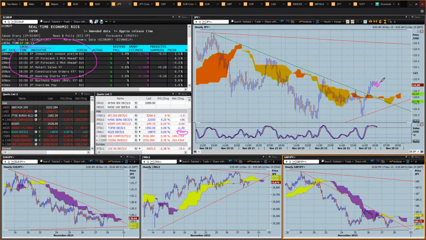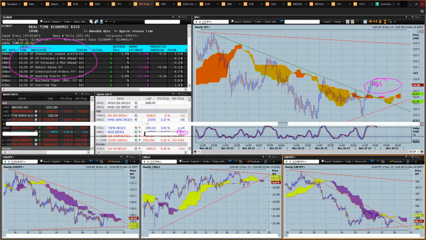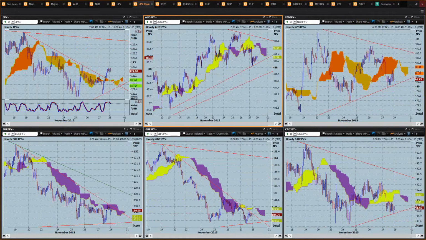Probably just going to wash around here. I wouldn't be surprised to see a test of the cloud, or it may just trade sideways. All right, now probably more importantly, just have a look at the yen crosses here to start the week.